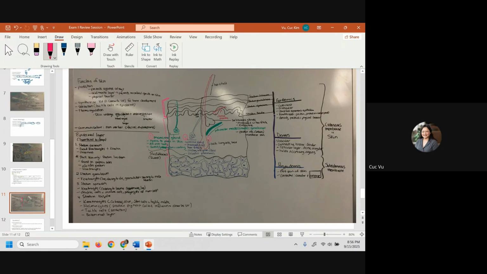You have the merocrine gland, the apocrine gland, and the hair follicle. Okay? Ooh, I forgot one. It's the sebaceous gland. Okay? So those are the 4 accessory organs in the dermis that you are responsible for knowing. So skin itself is an organ, but within it there are all of these other tiny organs, and they're accessory organs. Yes, that's right.